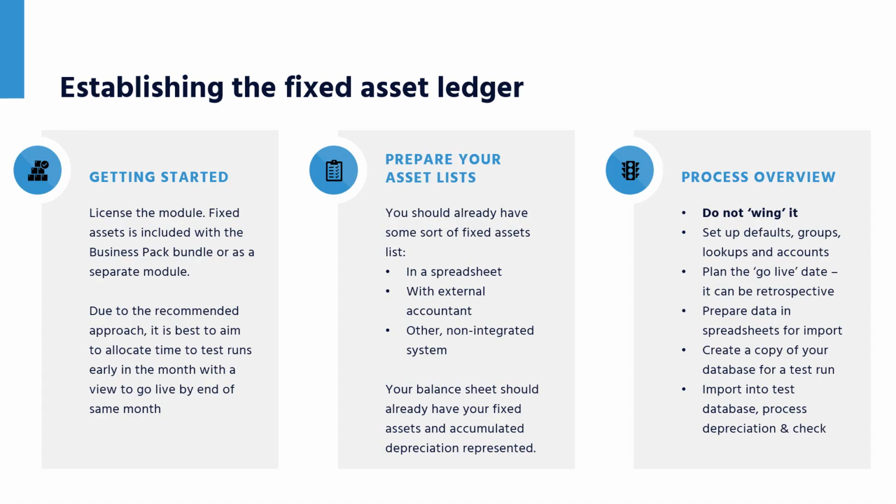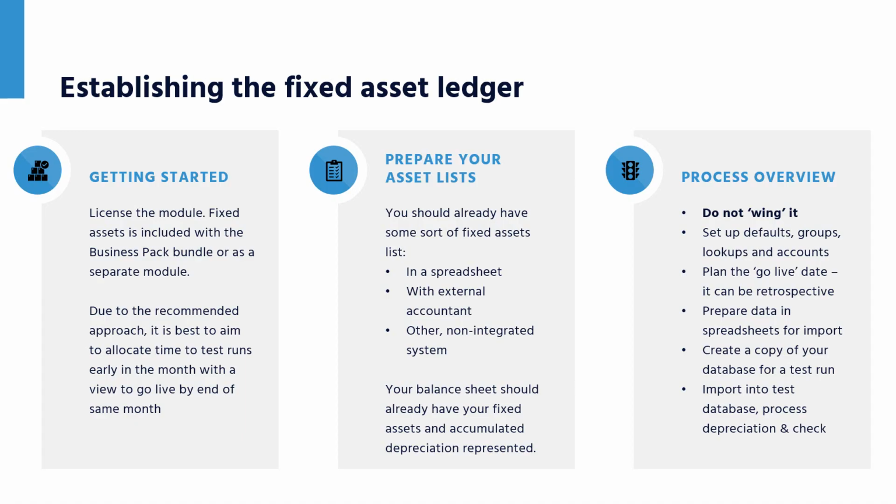From the process overview, again, I've mentioned it a few times, you can't really wing it when it comes to fixed assets. You do need to try and get it right, and so we recommend that you go through a testing process. The process that we recommend is, in your live data, set up your defaults, your groups and your lookups, and any additional general ledger accounts that you need for those fixed asset groups. Get that right, be happy with that, and then plan your go live date.